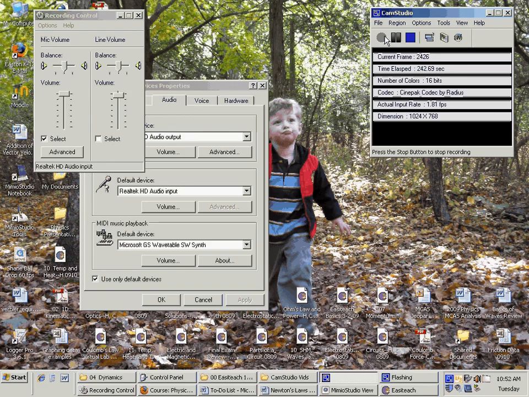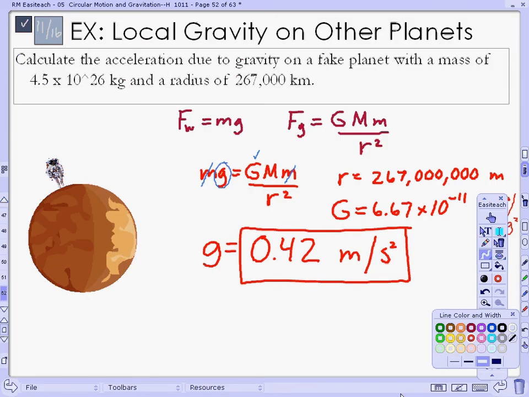Question that was just asked is, what about capital M? We do know capital M. It's this value here. And I neglected to check off R as well, and that's this value here. So we really did know all those values, and we plug in and we get 0.42 meters per second squared.